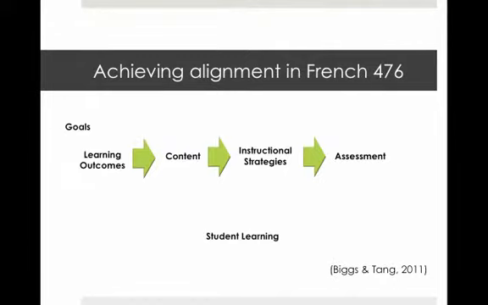Is French 476 a perfect course now? Probably not, but the process of mapping out my course really helped me achieve good alignment between all the course components and offer my students as rich a learning opportunity as I possibly could.